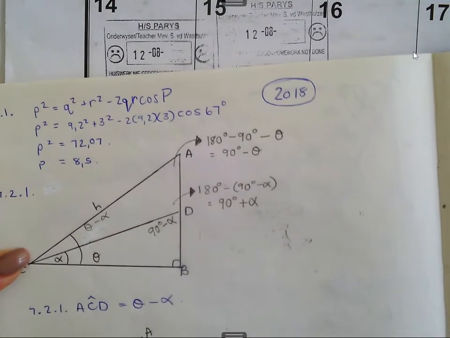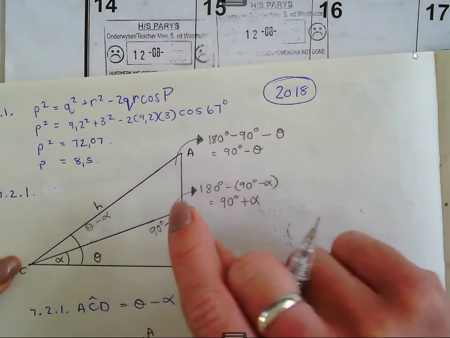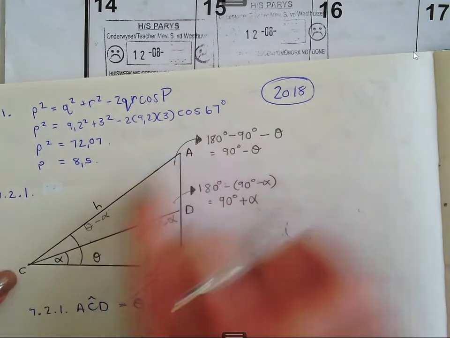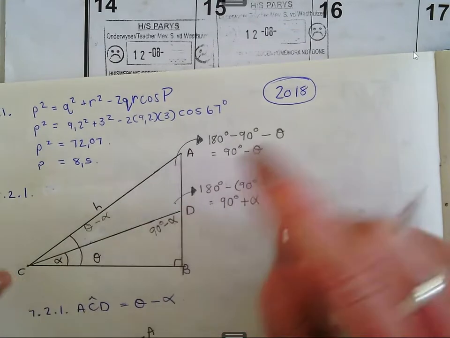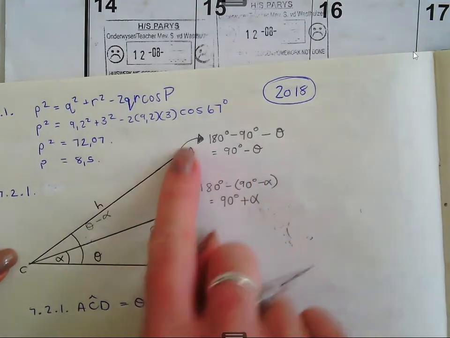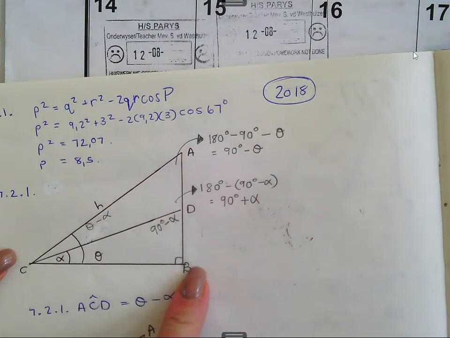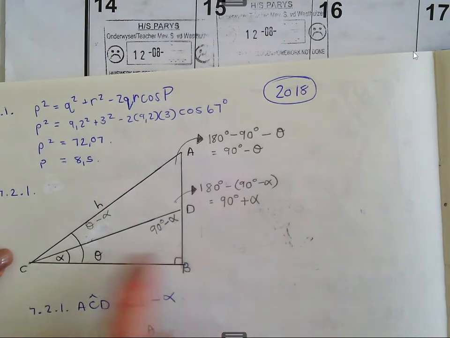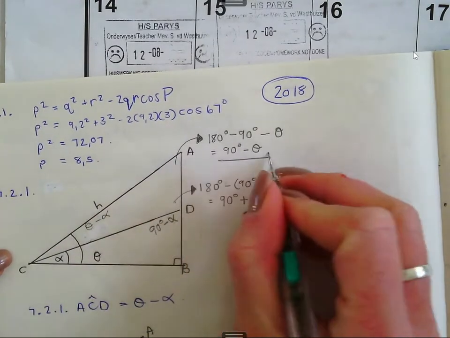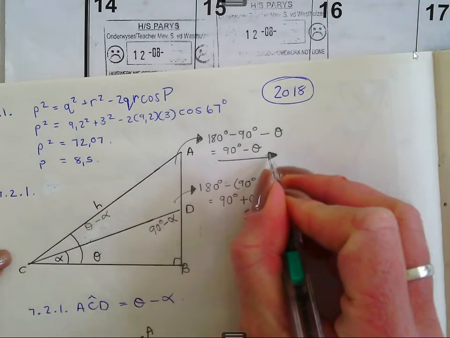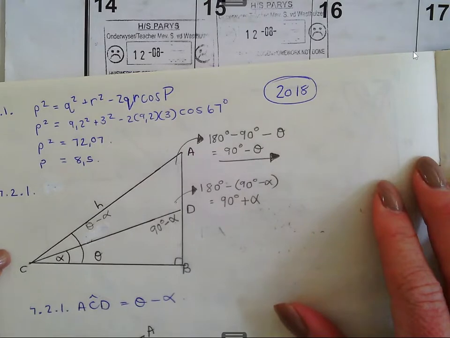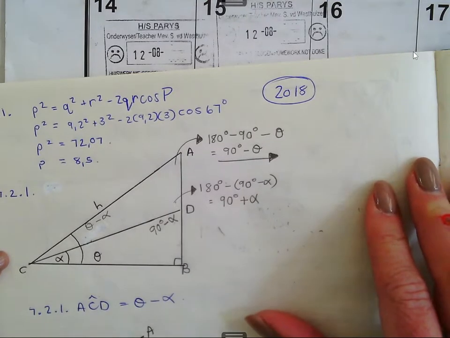You all understand? Right. Then the top one there, you could either use a triangle, whatever here, but you could use the big triangle as well. You see the big one? 180 minus 90 is 90 minus theta, and then you get to 90 minus theta. So there are different ways to getting to that value, but the end answer must just be 90 minus theta.